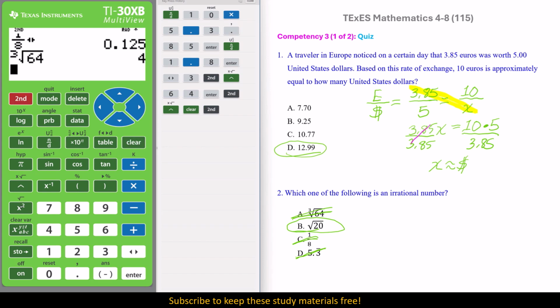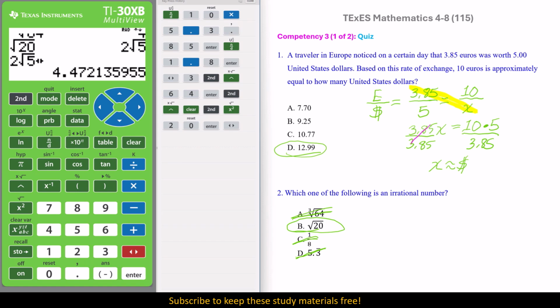So we need second. We're going to use the normal square root, put 20 under it, push enter. Well, you have to push the toggle to get the decimal. And I can tell you right now, that's not terminating. That's repeating forever. Okay. All right.